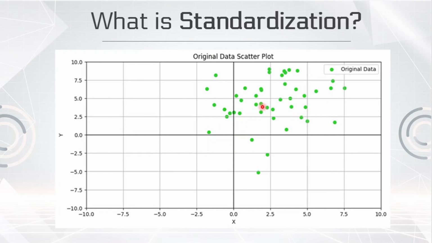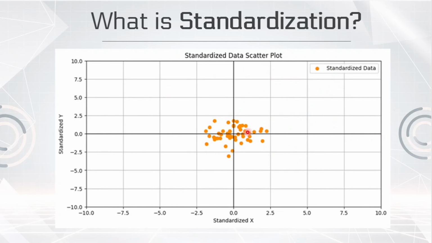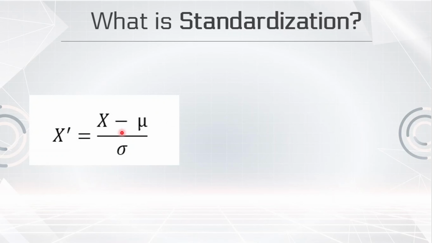We have a dataset which have covered very large space. When you apply standardization, it will come around 0. Now let's see the equation. We subtract the value of the mean from the data and divide by standard deviation.